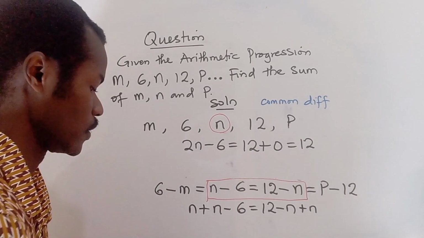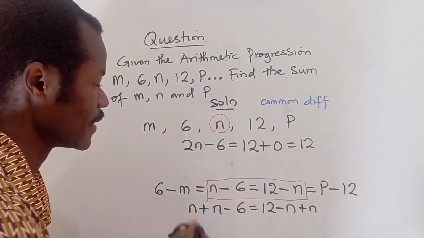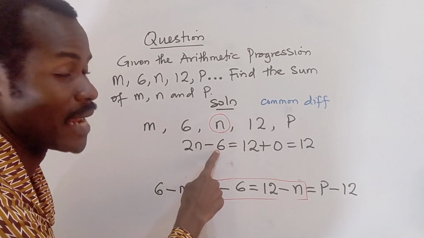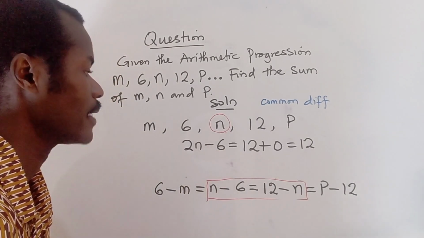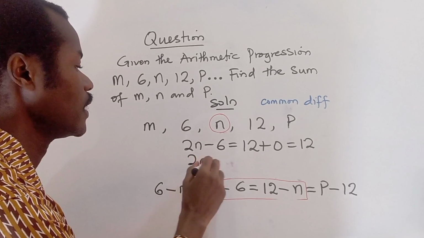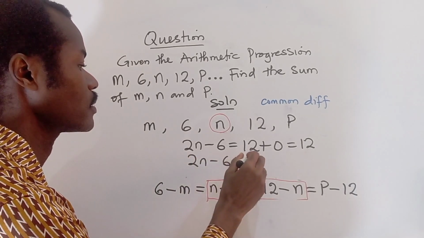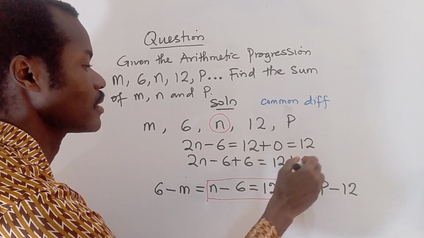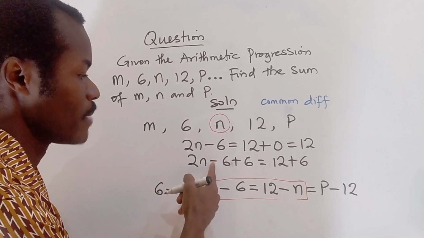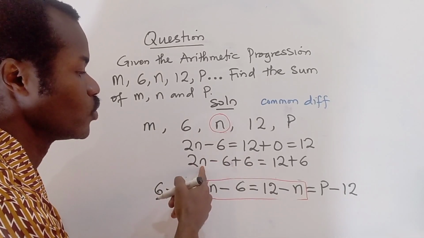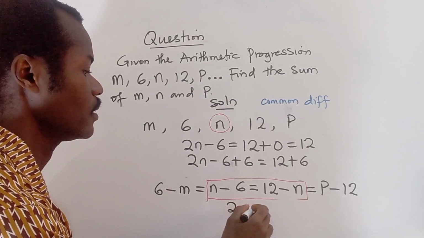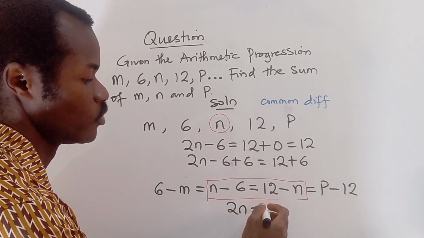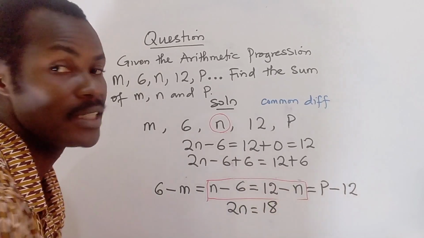Our next step is to remove minus 6 by adding 6 to both sides. So 2N minus 6 plus 6 gives us 2N plus 0, which is 2N, which is equal to 12 plus 6, which gives us 18.